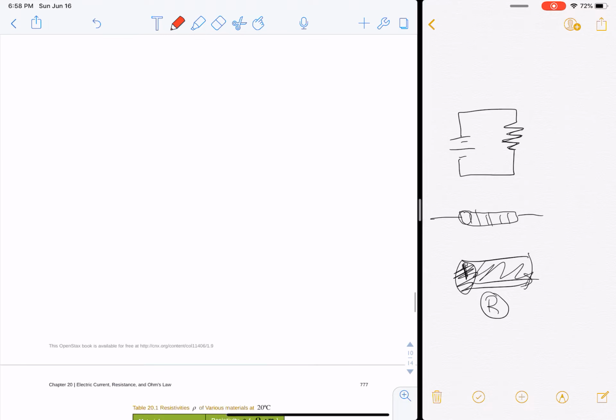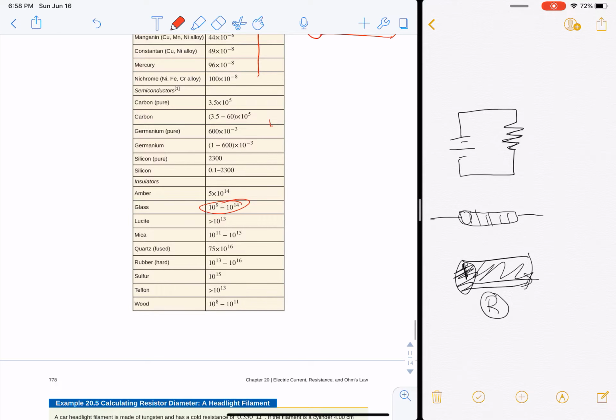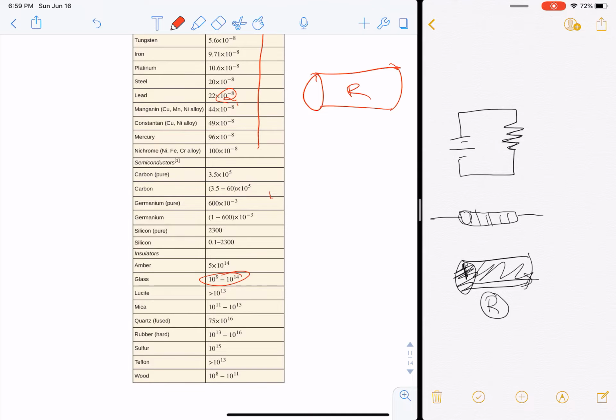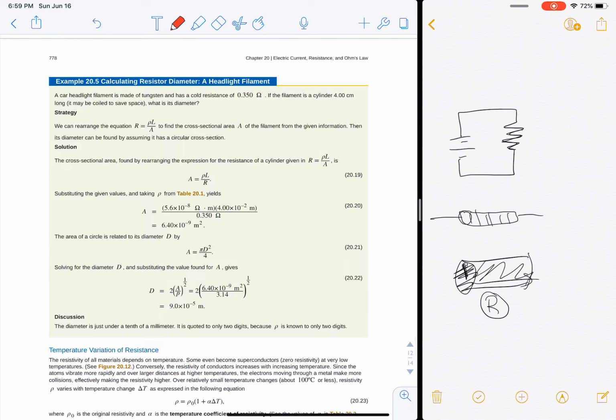I don't know if I've got some examples here. So if you wanted to figure out the resistance of a chunk of silver, measure its area and length, and then use this resistivity, and that'll tell you the total resistance of your silver resistor, or copper, or gold. And you can see as we go down to glass, we go from times 10 to the minus 8 to 10 to the 14th, 10 to the 15th. Rubber is 10 to the 16th. This is why all your wires are covered in rubber or plastic, so you don't get electrocuted by your laptop charger.